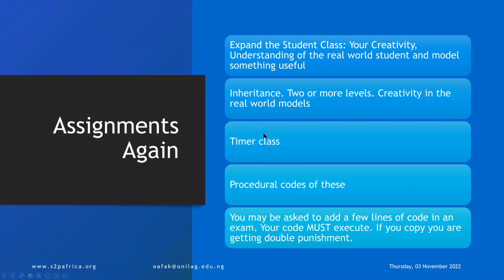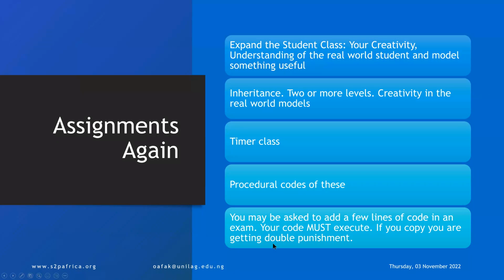Then you do a timer class, which is one of the things you are submitting today. And you do procedural code of all the things you have done. You may be asked to add a few lines of code in an exam. Your code must execute. If your code doesn't execute, even in the exam, you are going to be penalized. Your codes must execute. So make sure the code you bring to the exam is already executing. So adding 2 or more lines of code, you should be able to make it execute in a very short time. That's part of what you have been examined on.